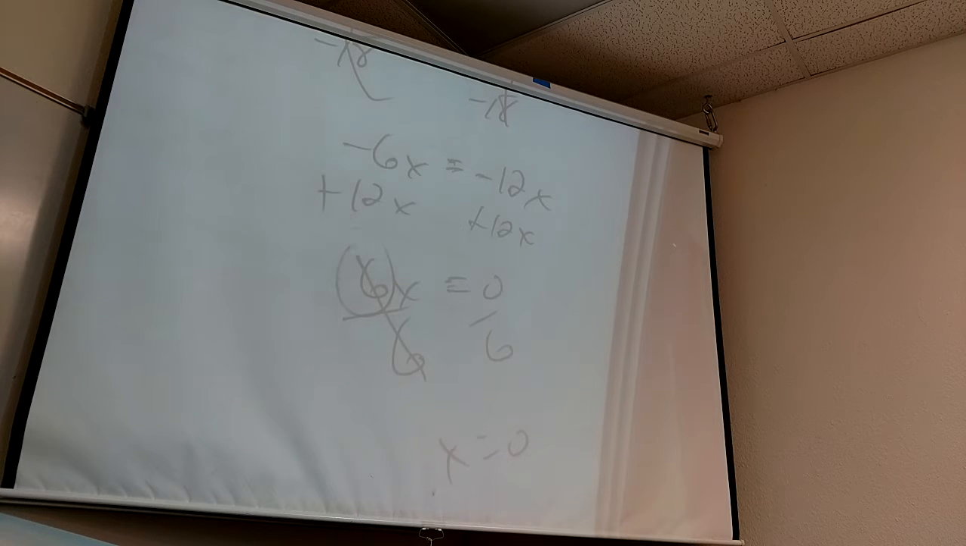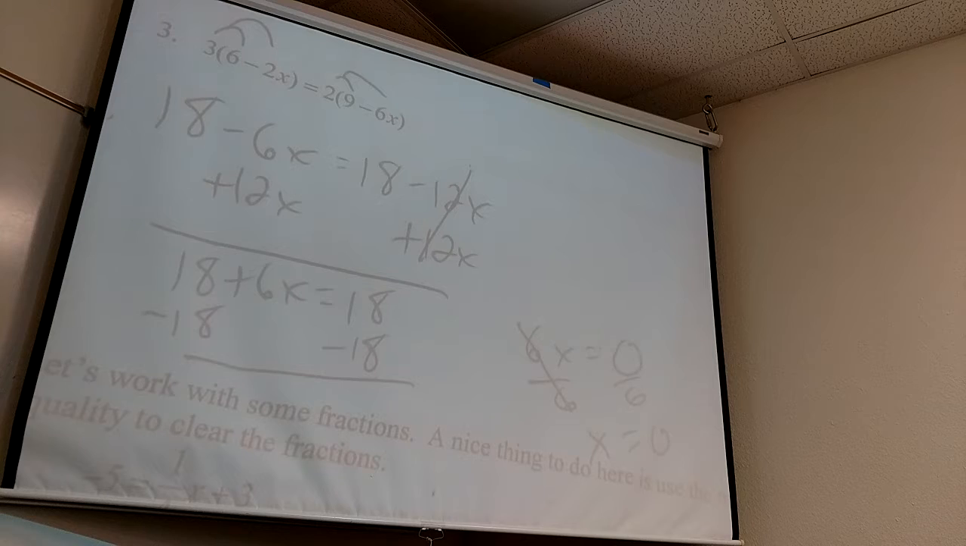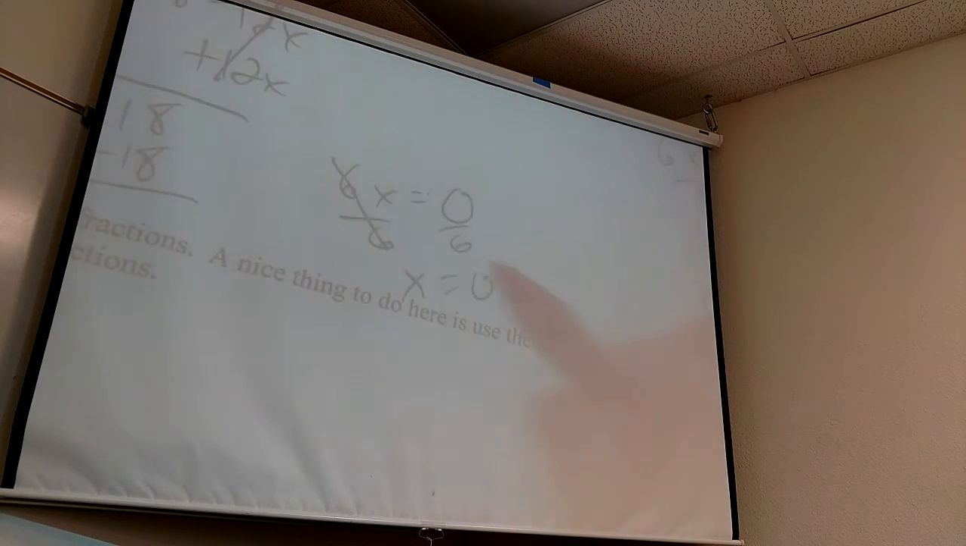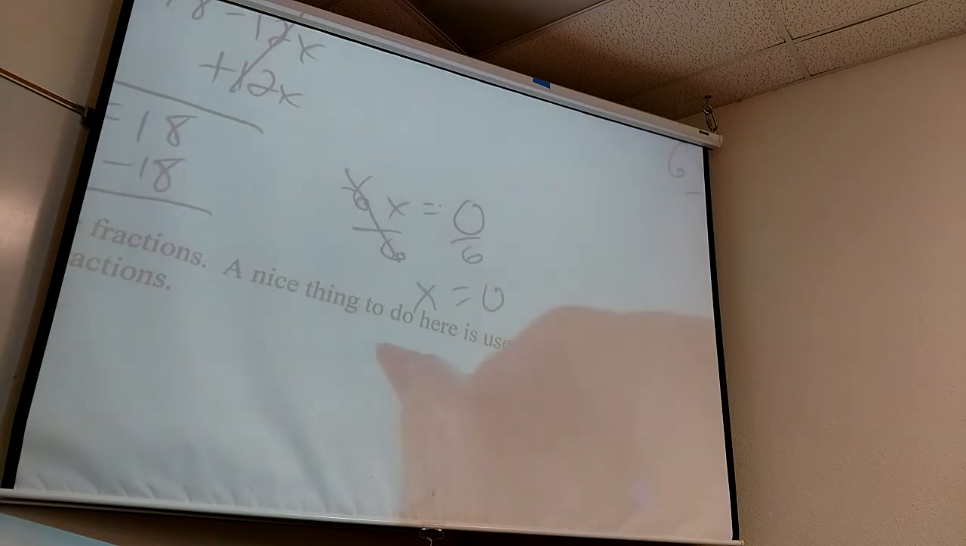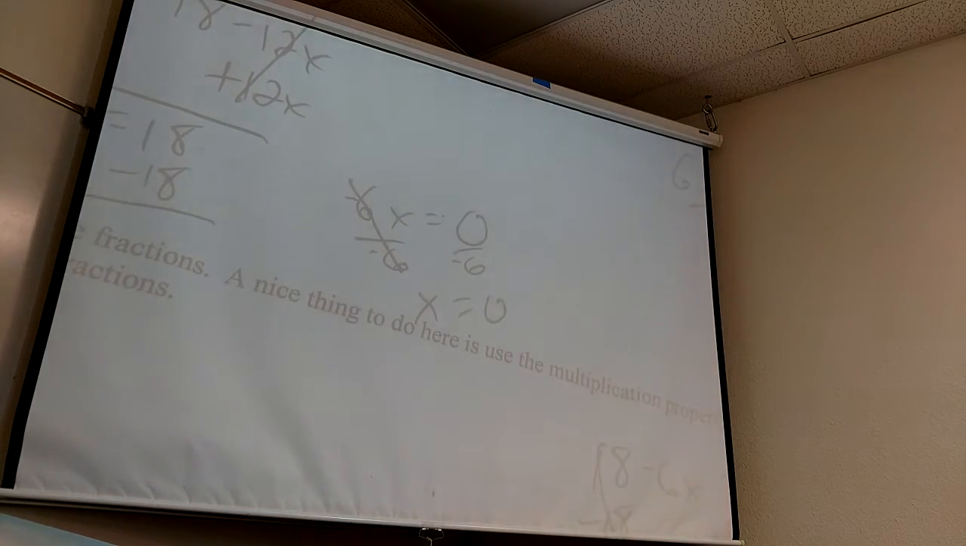Yes? Yeah, the 703 that we just saw. Instead of adding 12, I subtracted. I added 6? Yes. So then you got a negative 6 here, right? Yes. So then you divide by negative 6, and your answer is still a 0. So there are some different paths to take to solve an equation, but whatever path you take, you must get the same answer as somebody else.